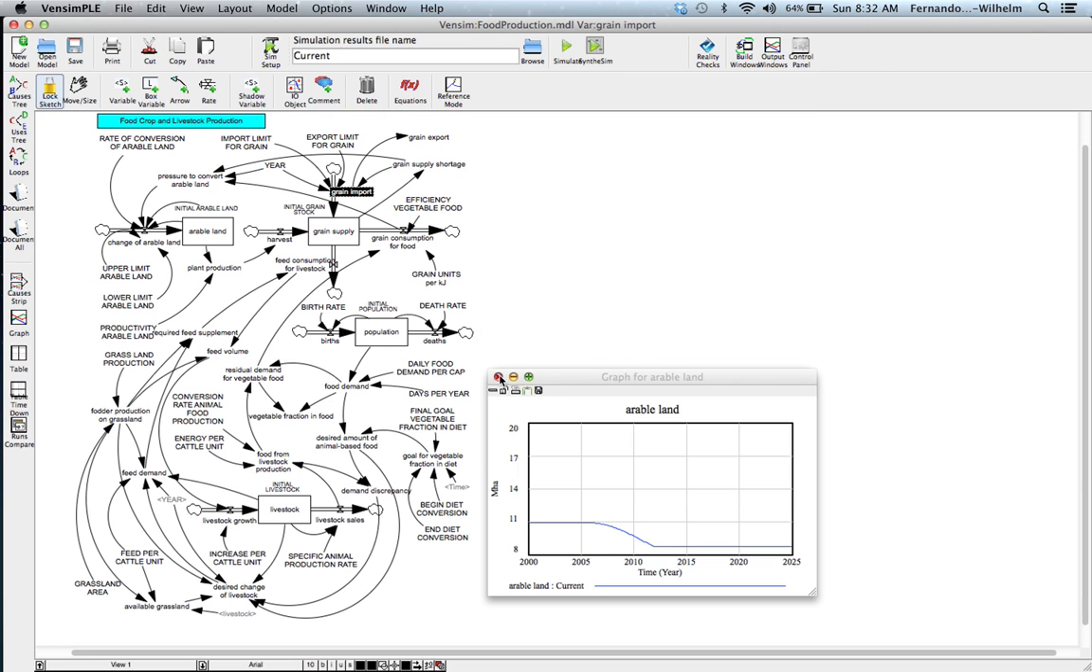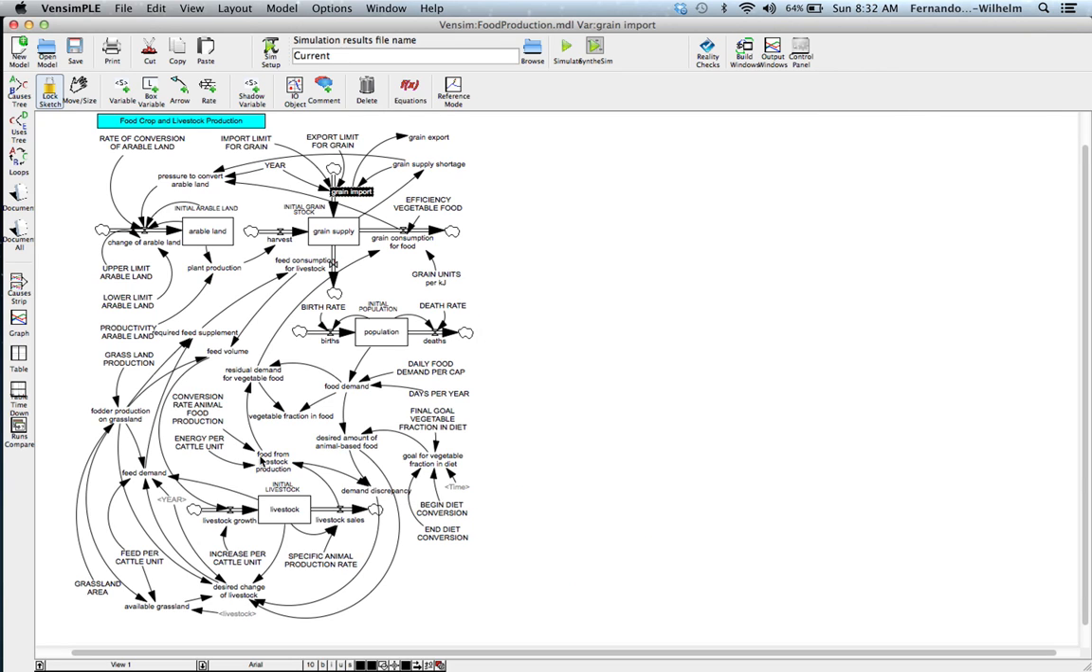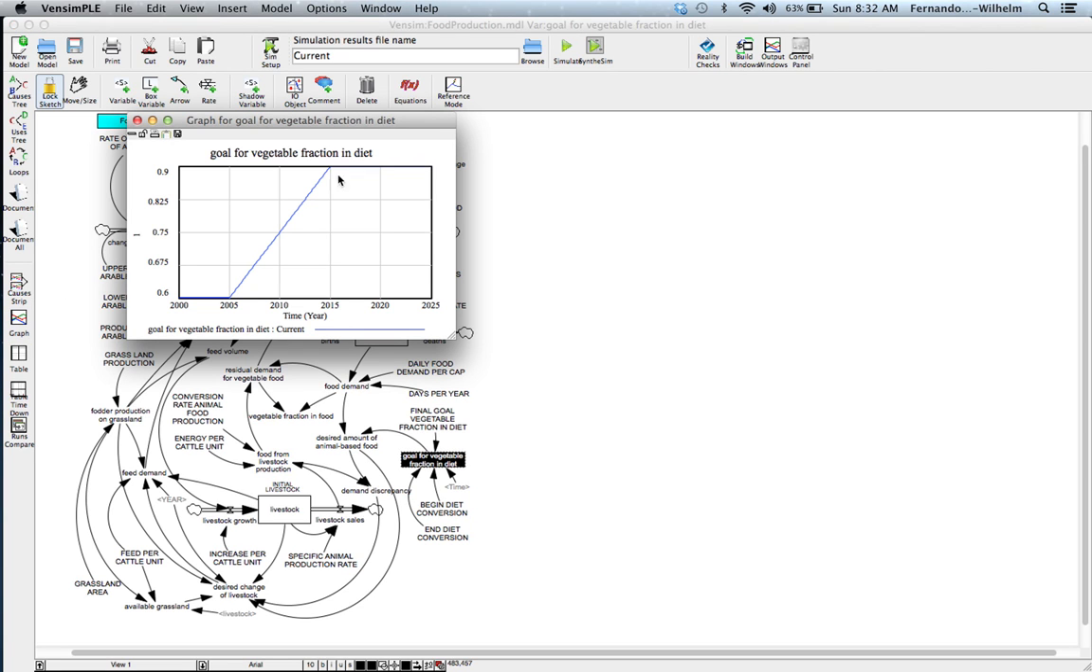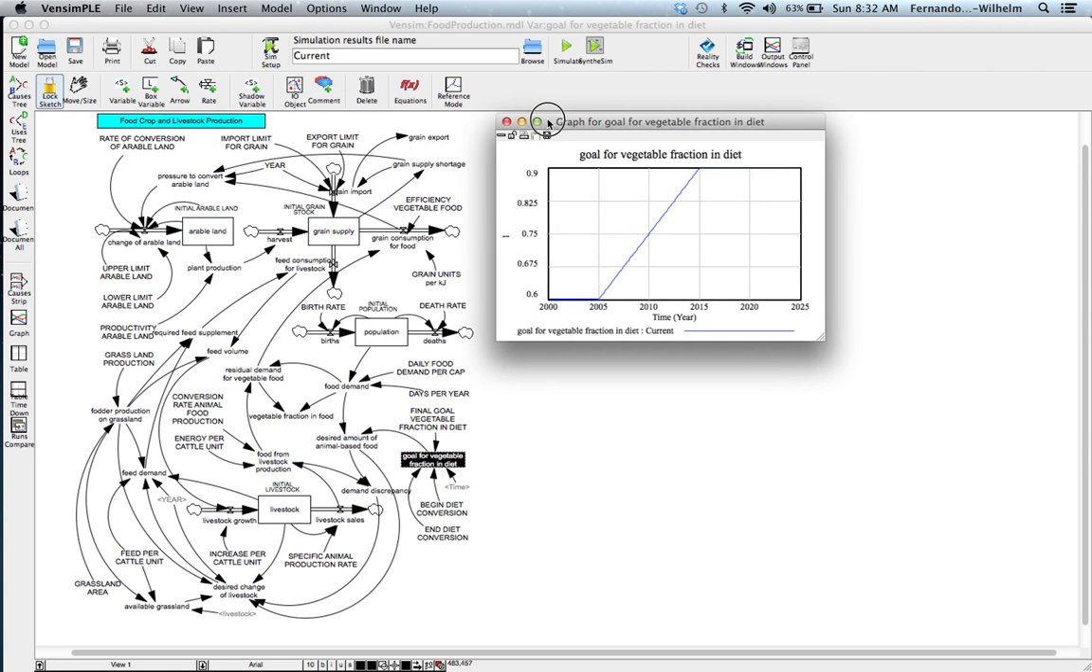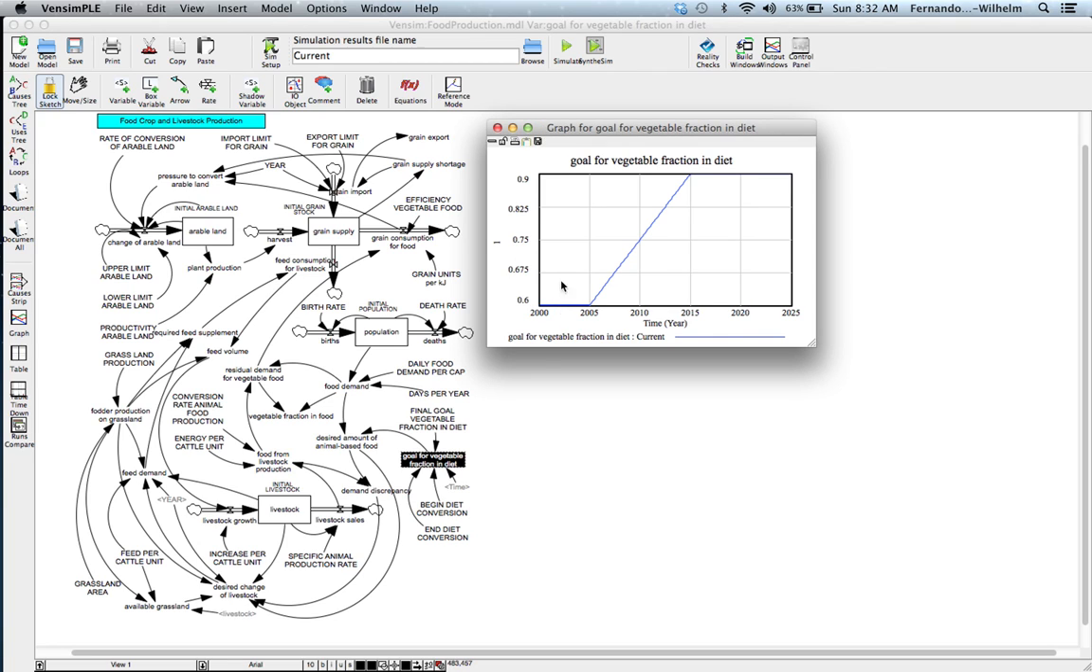I'm going to get out of these graphs so I can generate some new ones. Let me look at the diet conversion itself, just so you see what it looks like. This is the vegetable fraction in the diet, going from 60% to 90%. That's essentially the straight line that I was referring to earlier, over a period of 10 years.